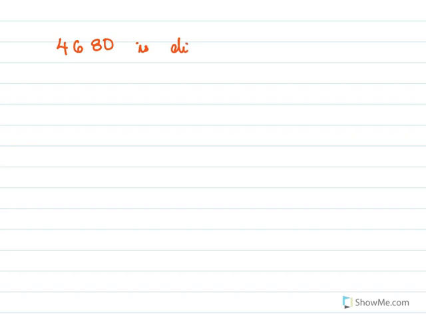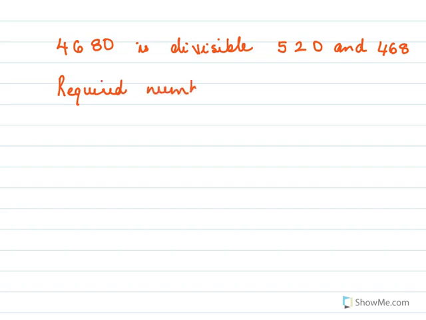So 4680 is divisible by both 520 and 468. But we want a number that on increasing becomes divisible. So the required number is equal to 4680 minus 17, because they said the number on increasing should be divisible. So 4663 is the required number.